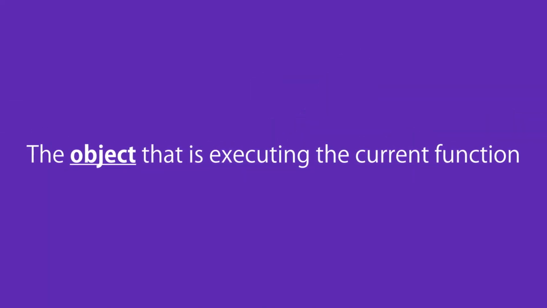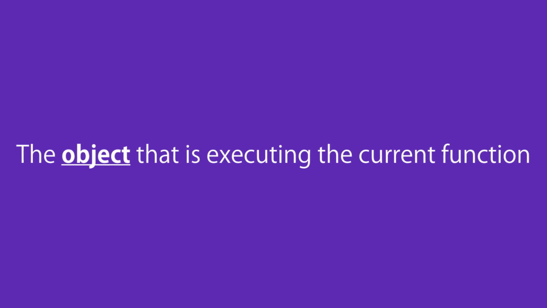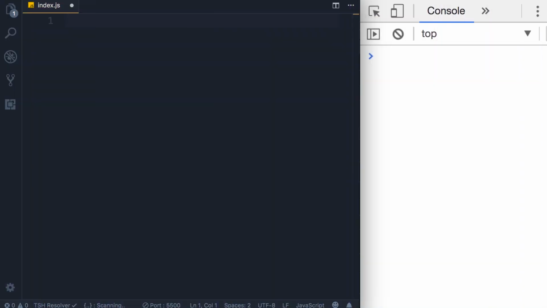So what is this? This references the object that is executing the current function. Here I'm going to give you a very simple rule of thumb. If that function is part of an object, we call that function a method, right? So if that function is a method in an object, this references that object itself. Otherwise, if that function is a regular function, which means it's not part of an object, this references the global object, which is the window object in browsers and global in Node. Let's take a look at a few examples.